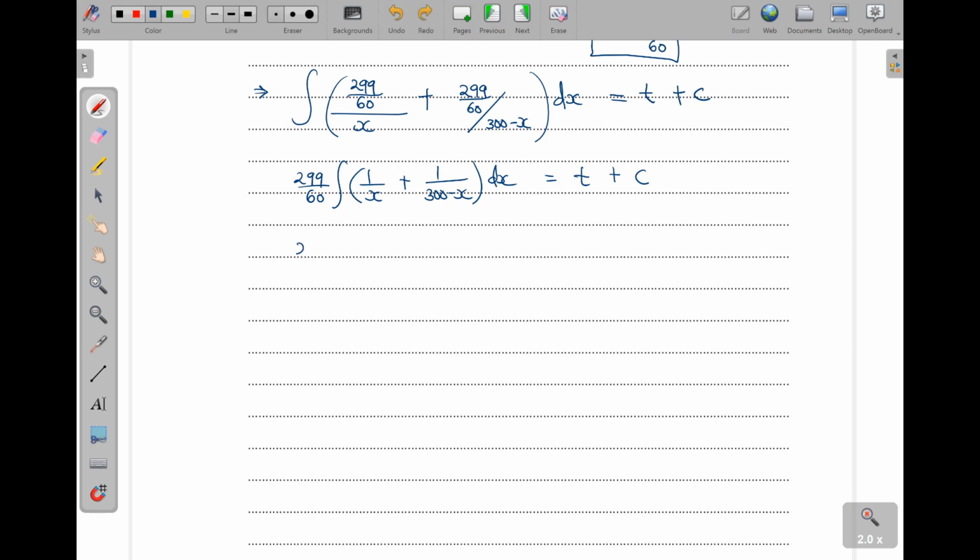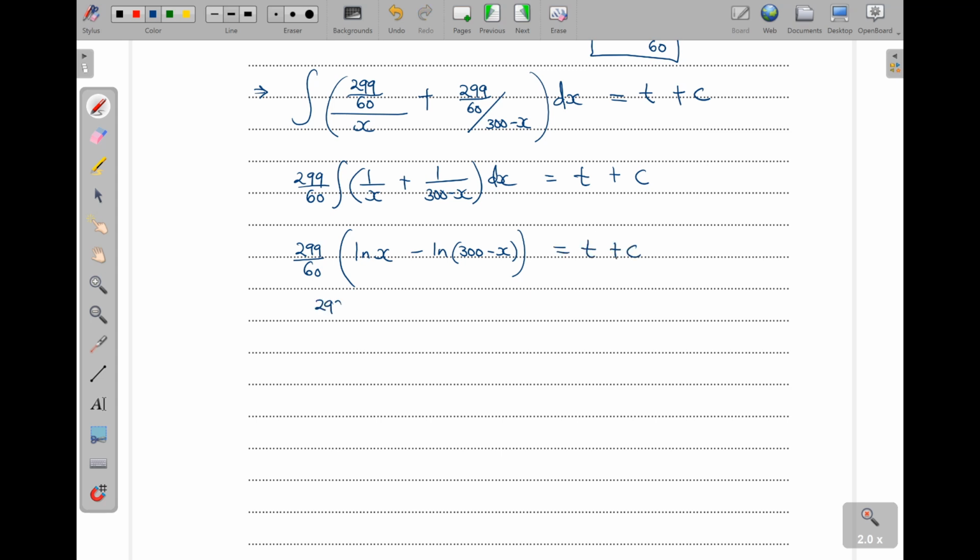Now when I differentiate this x, I get the one that is here. So here I will have the natural log, so 299 over 60, then natural log of x. And here, when I differentiate this, I get -1. But up here, I'm having a 1. So what should I do to this -1 in order to get a 1? I'll multiply it by -1. So this operation that I've done here is the one that I put on the natural log. So that means this one will be minus the natural log of 300 minus x. So this is what I'm going to have here, then plus the t, equal to t plus c.